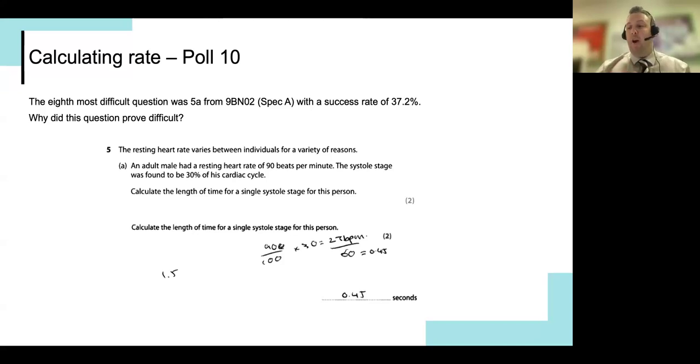So laying out and showing their working out is very, very important. Obviously, if they don't do that and they have the correct answer on the line, then obviously they still get the marks.